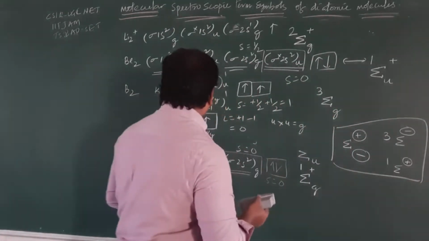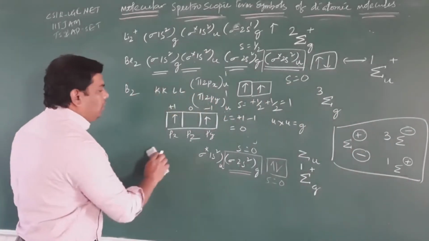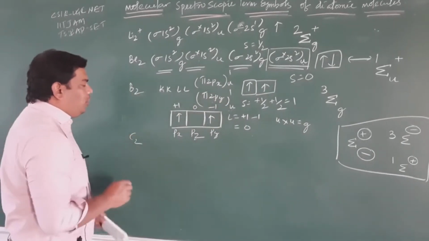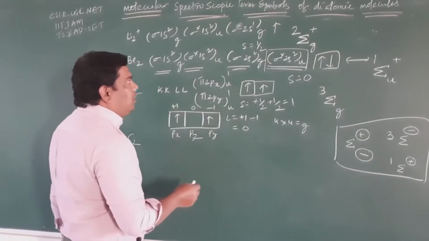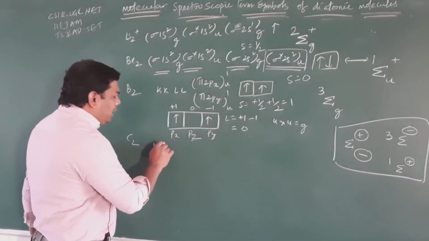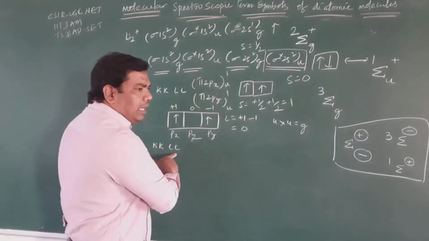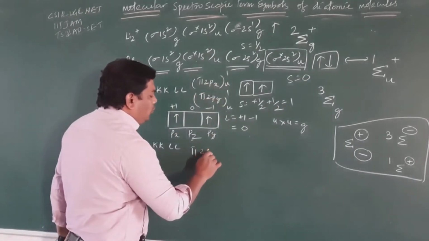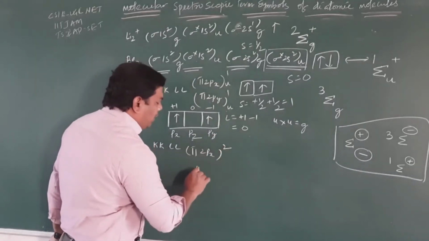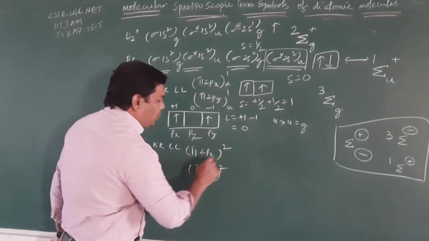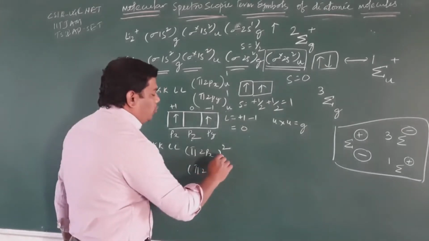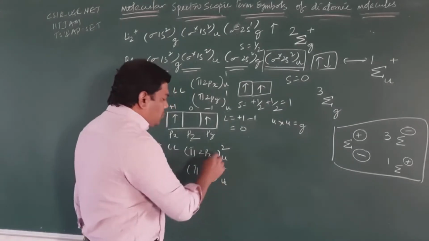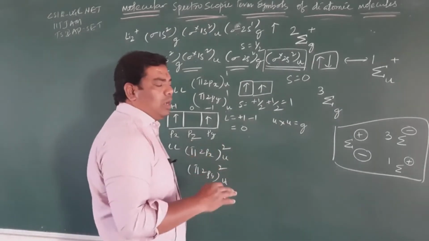Clear, right? Then we will move to another example, that is the C2 molecule, student. C2 molecule means KKLL, 8 electrons are over, then the 4 electrons enter into pi 2px2 and pi 2py2, student. So this is unzerred. Okay, clear, student? So this is nothing but the pi 4 configuration.